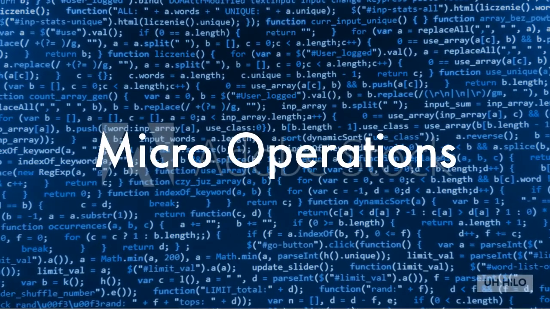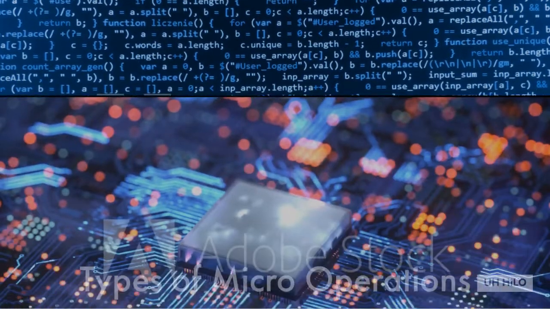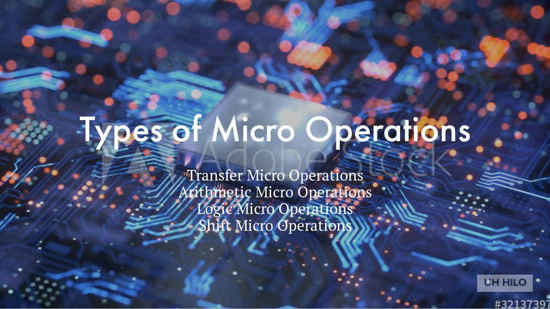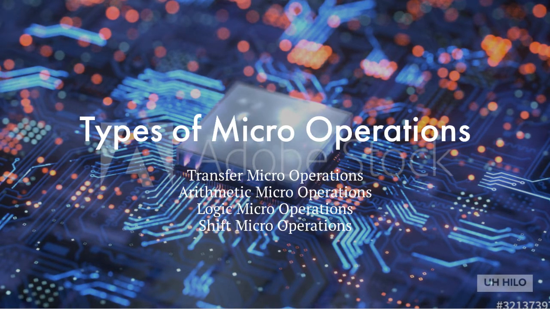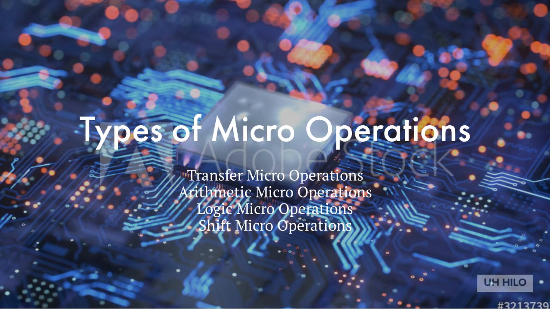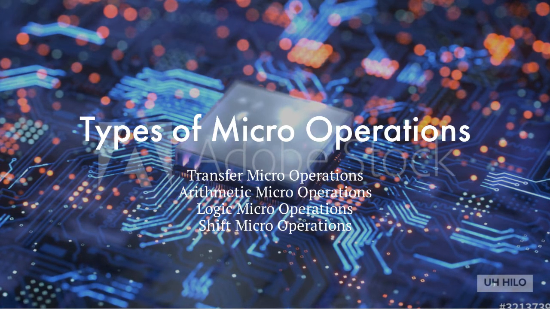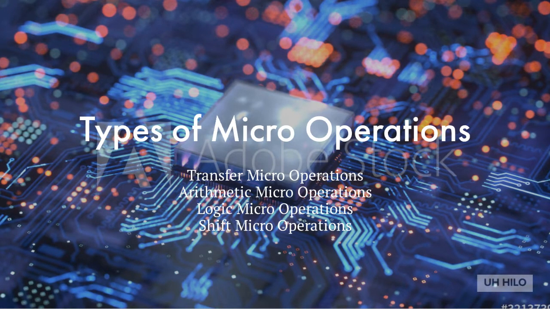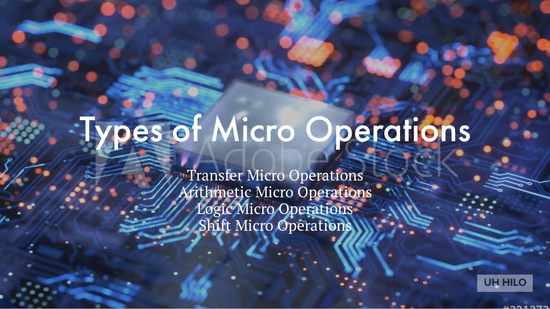A microoperation is an elementary operation performed on data stored in registers or in memory. The microoperations most often encountered in digital systems are of four types. Transfer microoperations transfer binary data from one register to another. Arithmetic microoperations perform arithmetic operations on the data in registers. Logic microoperations perform bit manipulation on data in the registers, and shift microoperations shift data within the registers.